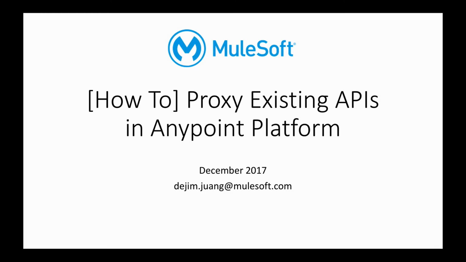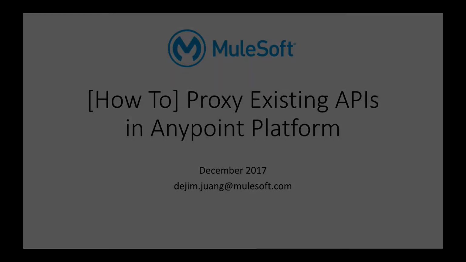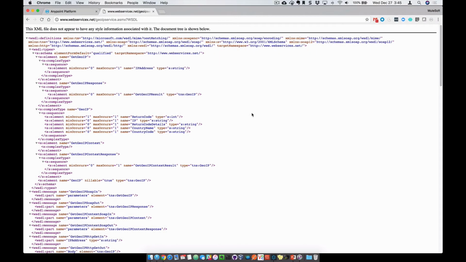So let me walk you through the process within the product. It'll be easier to describe as we go along. Okay, to start off, let's look at the endpoint that we're gonna proxy. In this case, it's a GeoIP SOAP endpoint that I wanna add and proxy within the Anypoint platform. So we'll go ahead and copy this address here.